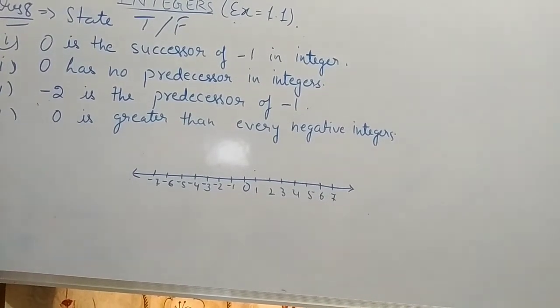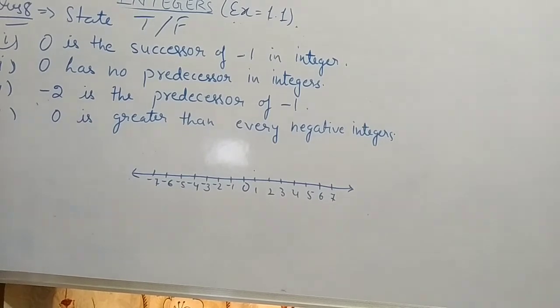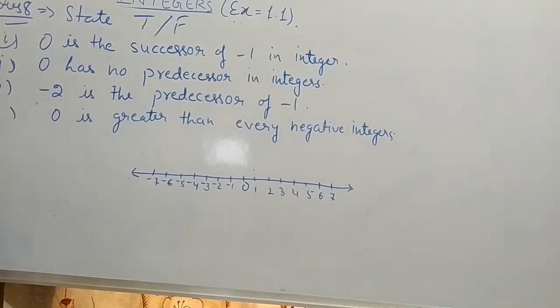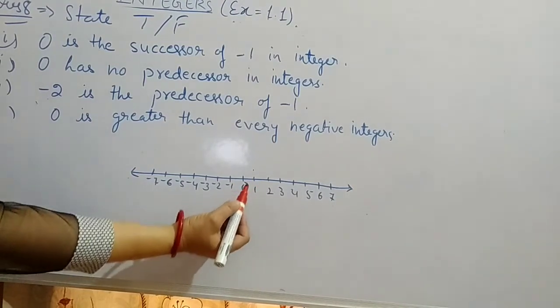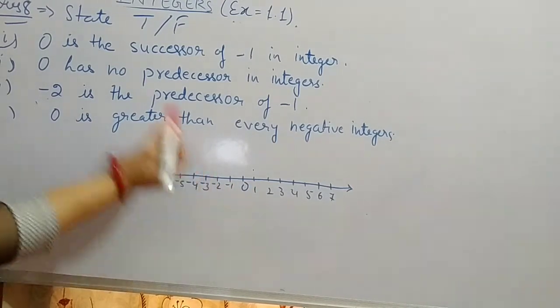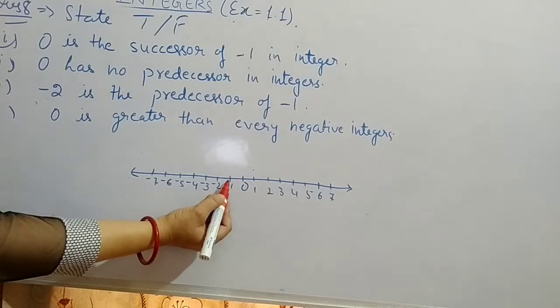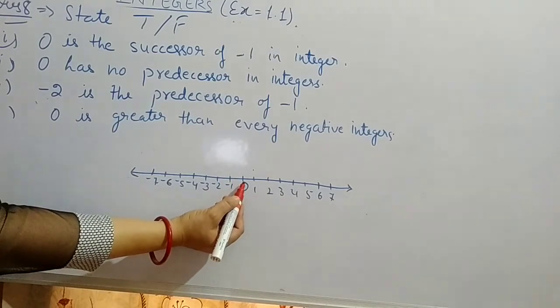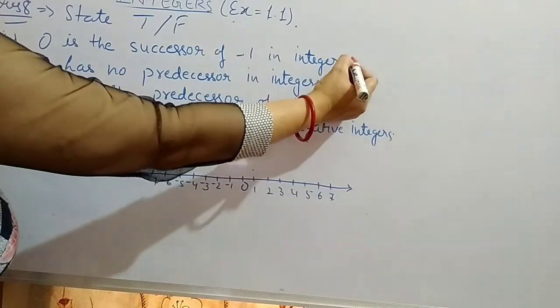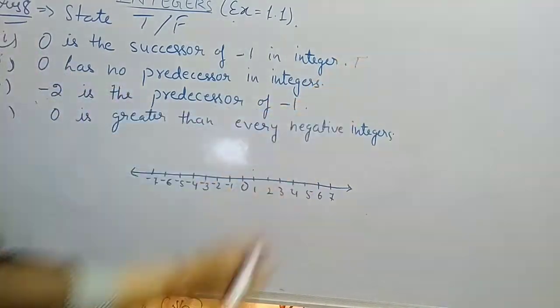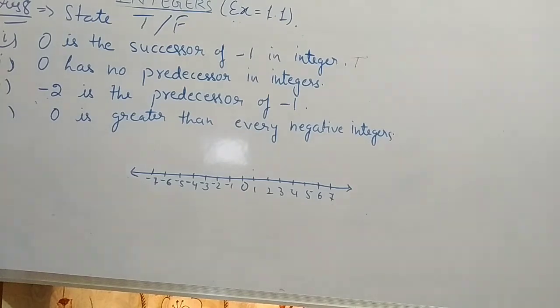Next question number 8, state true or false. So first one is 0 is the successor of minus 1 in integer. So see, successor means the next number. After 0, see what is the next number. After 0 we have to check the successor of minus 1. So after minus 1, which is the next number after minus 1? 0. So 0 is the successor of minus 1. This statement is true.